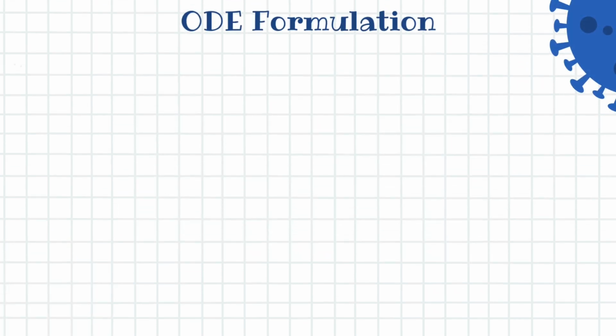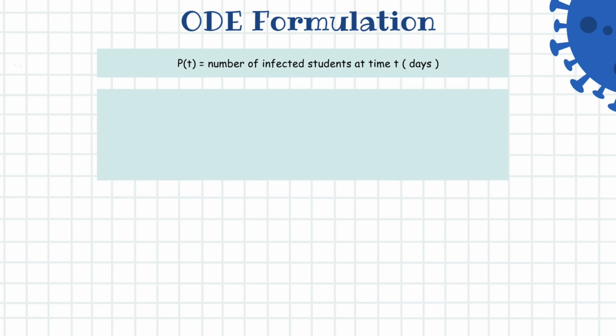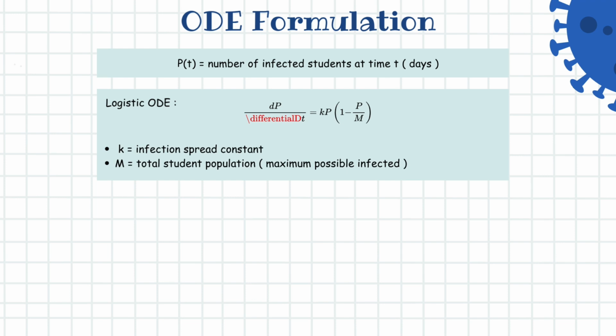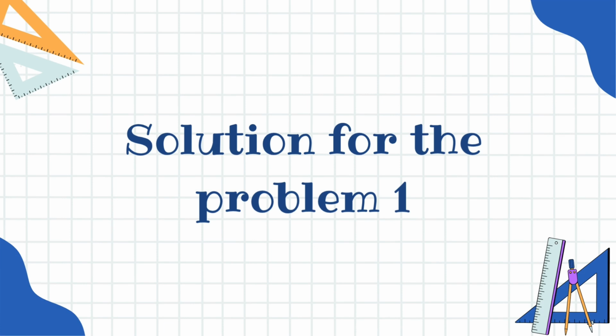Now, moving on to ODE formulation. P function is the number of infected students at time t, which is in days. For logistic ODE, dP/dt equals kP multiplied by (1 minus P over M). K means infection spread constant, M is the total student population, which is the maximum possible infected. For the meaning of each term, kP represents disease spread, and 1 minus P over M represents the limitation of available people to infect. Solution for problem 1.